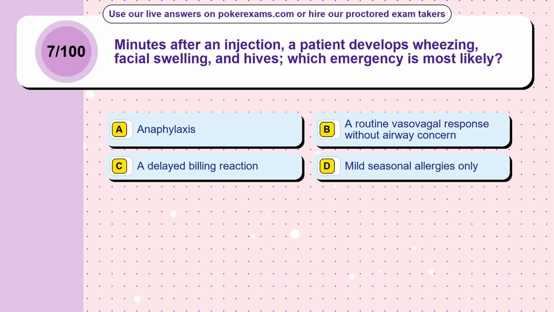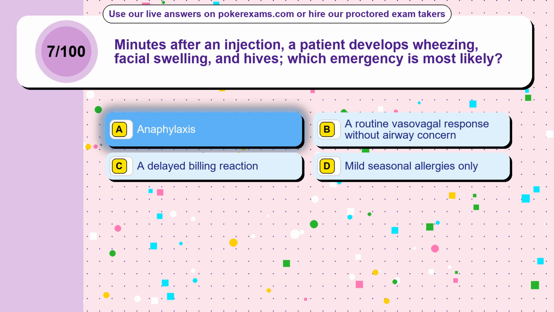Option A, anaphylaxis. Option B, a routine vasovagal response without airway concern. Option C, a delayed billing reaction. Option D, mild seasonal allergies only. The correct answer is option A, anaphylaxis.